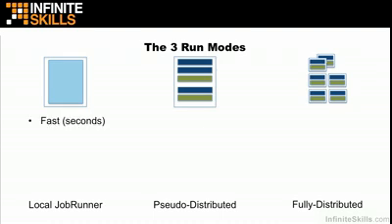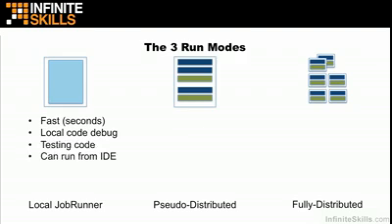Again, local job runner uses a single monolithic process, and because it's not standing up these tasks, running a local job runner job is only going to take a few seconds. It's very useful for doing local code debug on the developer's machine, as well as testing code. It can be run from inside many of the IDEs such as Eclipse, NetBeans, and IntelliJ.